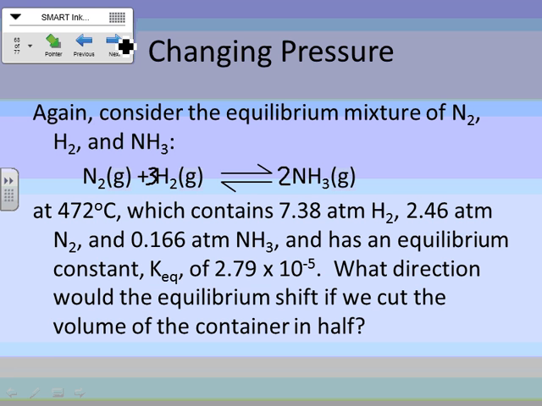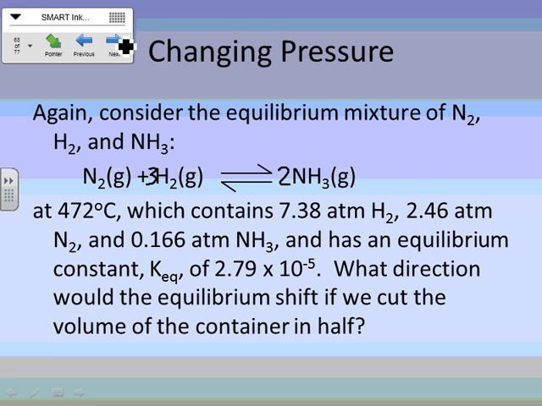We've actually got some numbers on this one. It says at 472 degrees Celsius, the equilibrium mixture contains 7.38 atmospheres of H2, 2.46 atmospheres of N2, and 0.166 atmospheres of NH3. And it gives us the equilibrium constant. It's asking, and this is going to help us with one of our AP questions today, what direction would the equilibrium shift if we cut the volume of the container in half?